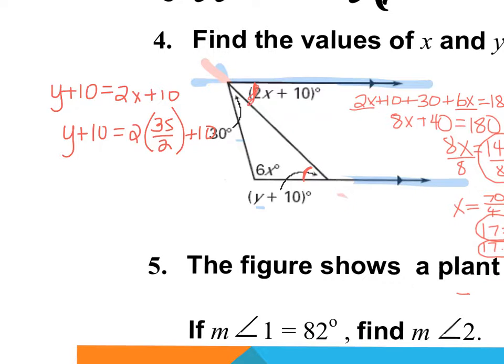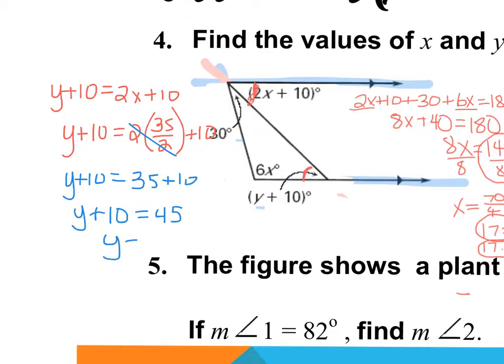So then y plus 10 equals, these cancel, which is the only reason why it's easier to do that. And I get 35 plus 10. Y plus 10 would equal 45. And then subtract the 10. And y is 35. So sometimes you've got to use more than one angle pair relationship to get to the end, to break it apart.